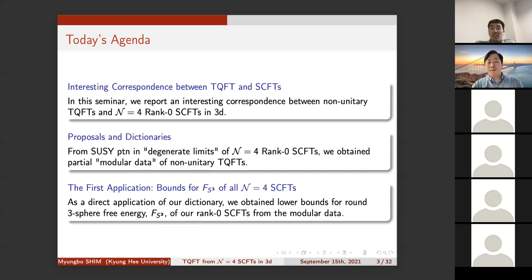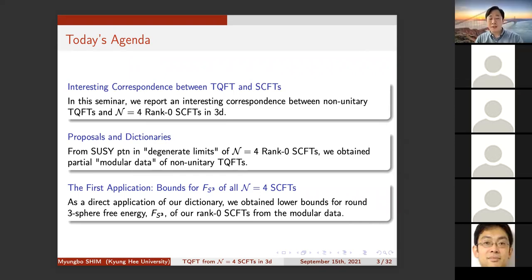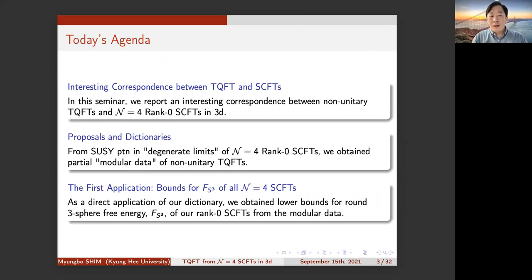In this seminar, I'd like to talk about an interesting correspondence between TQFTs and SCFTs in 3D. Here, we partially obtained modular data of non-unitary TQFT, which is characterized in terms of modular tensor category. And this modular data can be obtained by BPS partition functions in the degenerate limit of N=4 rank-0 superconformal field theory.